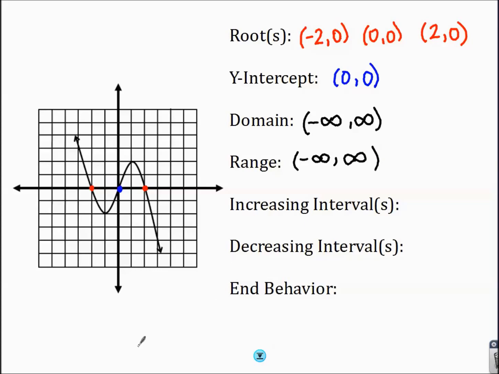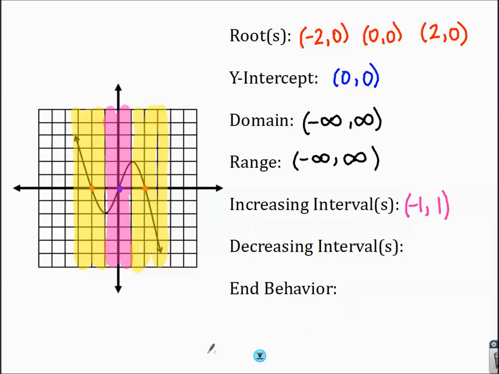For increasing and decreasing intervals, you read the graph from left to right. So if you start on the left side, the graph is decreasing. So let's go ahead and highlight that. Here it's decreasing, and then it stops decreasing and turns the other direction and starts increasing. So we'll highlight that a different color. And then the graph starts decreasing again. So we have one increasing interval. Remember, you look at the x values, not the y values. The graph is increasing from -1 to +1.